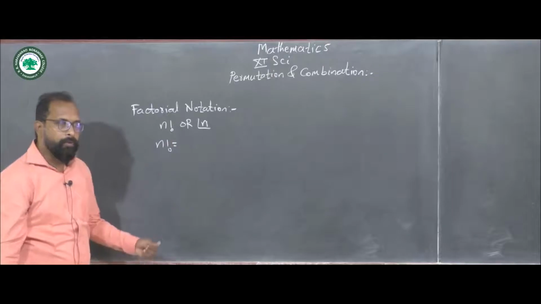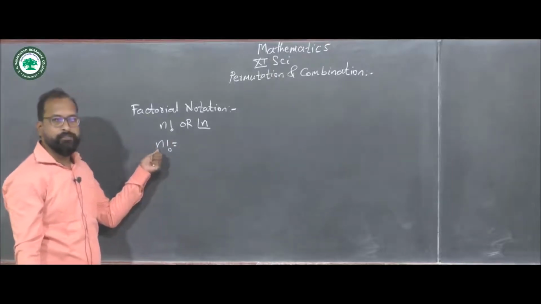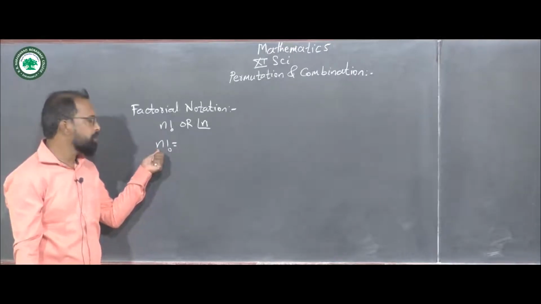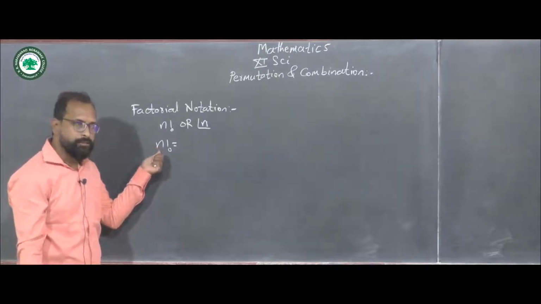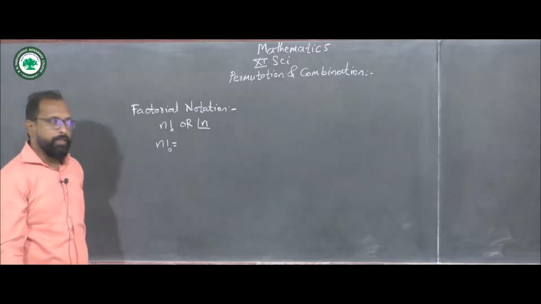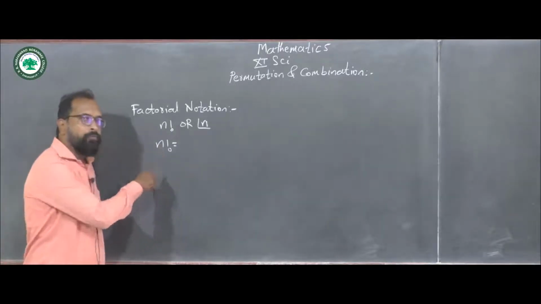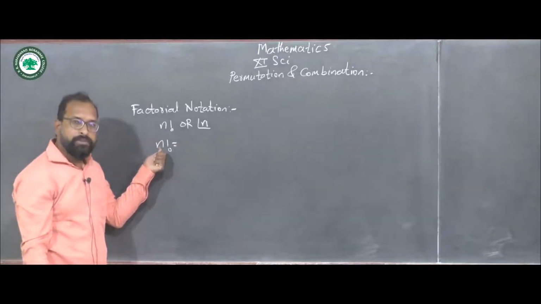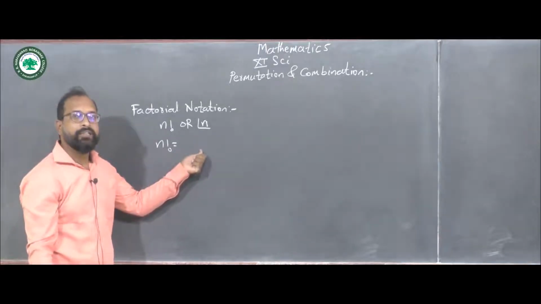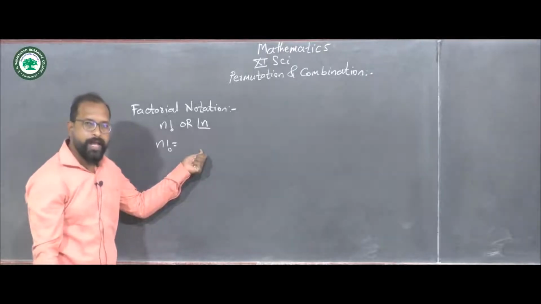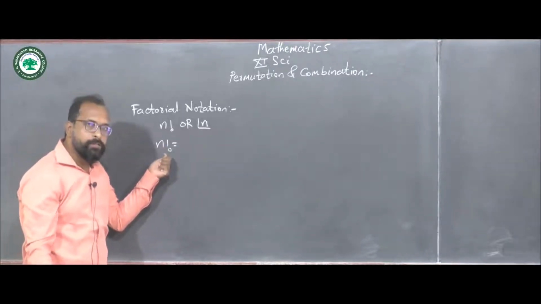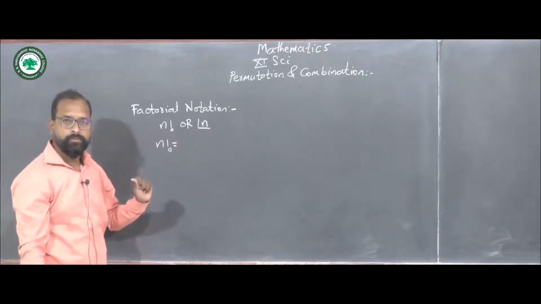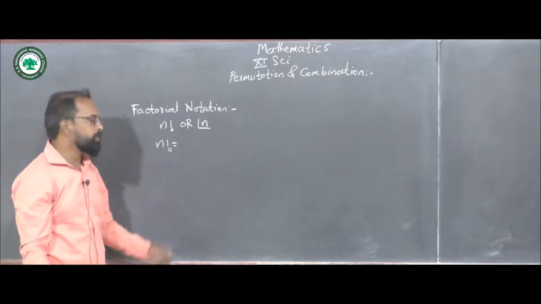Now, remember one thing, factorial is defined only on natural numbers. So, for any natural number n, n factorial is the product of all natural numbers from n and less than n up to 1. Or you can say that n factorial is the product of all natural numbers from 1 to n. One and the same, both the meanings are same.